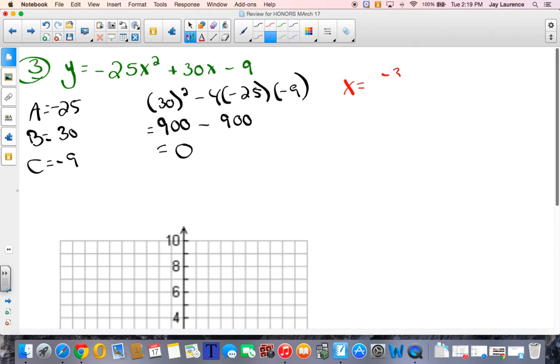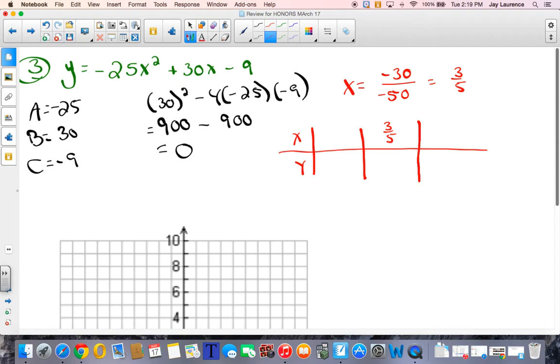And I'm going to get the negative of b over 2a, which is going to be negative 30 over negative 50, right? Yeah, which is 3/5. So the vertex is going to occur at 3/5. Okay, and I'm going to plug 3/5 in. So I'm going to get y equals negative 25 times 3/5 squared plus 30 times 3/5, and that'll be minus 9.